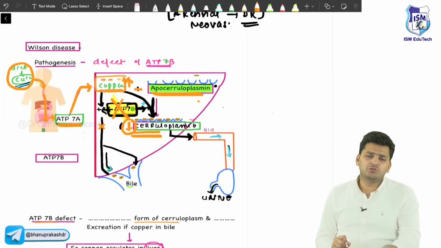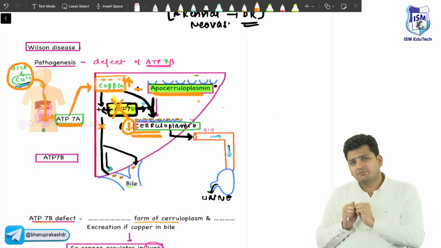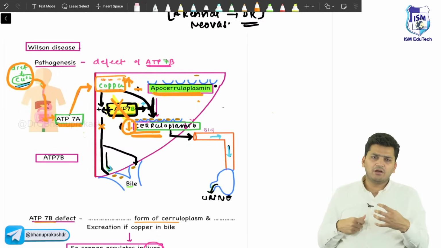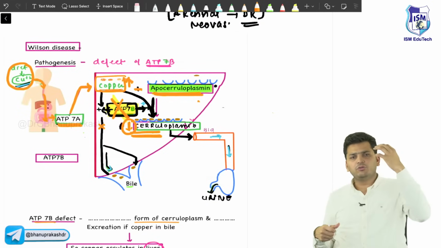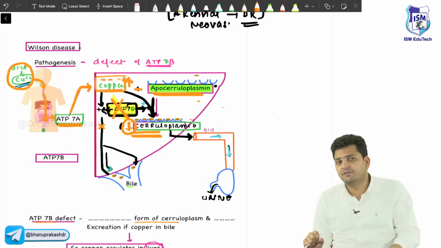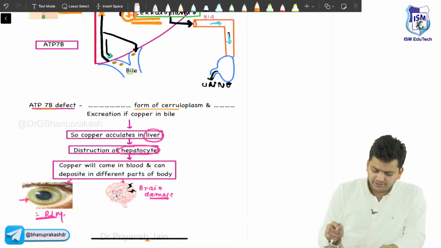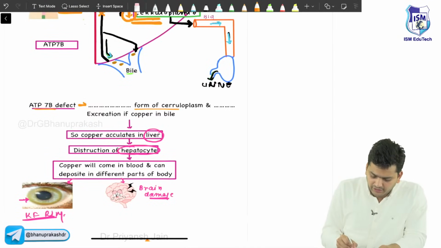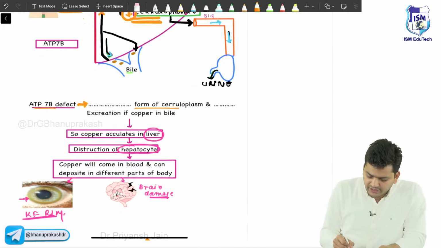The patient will develop jaundice. And slowly, the hepatocytes will burst and the copper will come out. And from there, the copper will go into different parts of the body, maybe heart, cornea, and is going to deposit in different organs. So what is going to happen is, if there is a defect in ATP7B, there is going to be a decrease in the formation of ceruloplasmin, and there is going to be a decrease in the excretion in the bile.